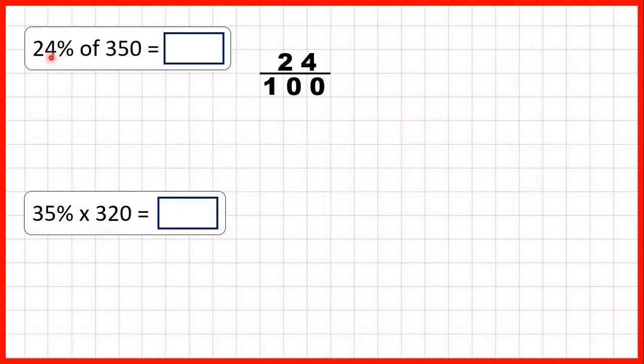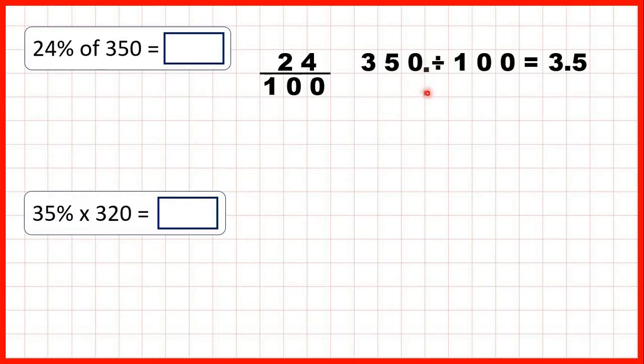Now we have 24% of 350. 350 divided by 100 is 3.5. You can put the decimal point on the end, copy it down, move the digits and cross out the end 0, or you can imagine the decimal point on the end and move it 2 places to the left. So that's 3.50, which we can just write as 3.5.